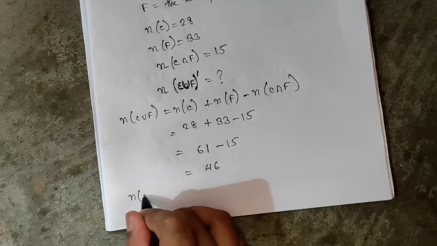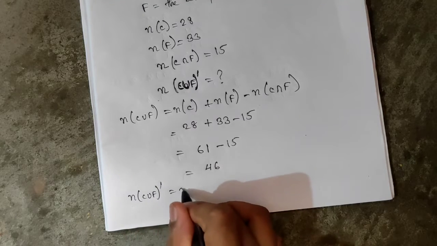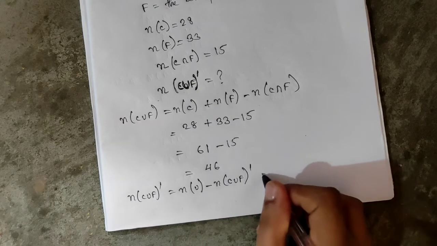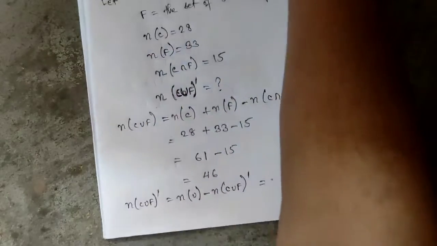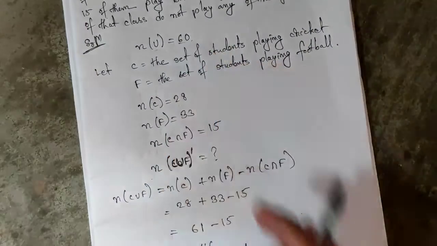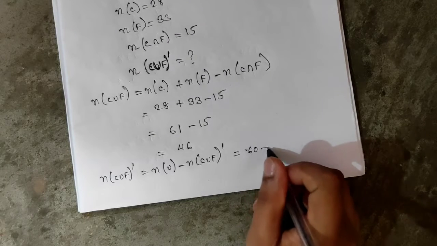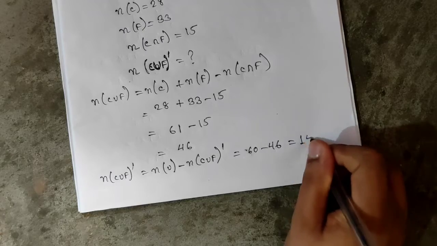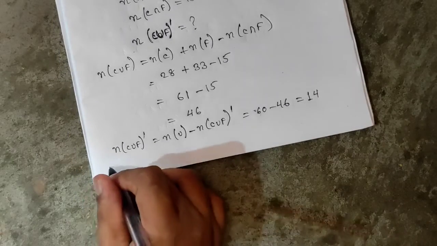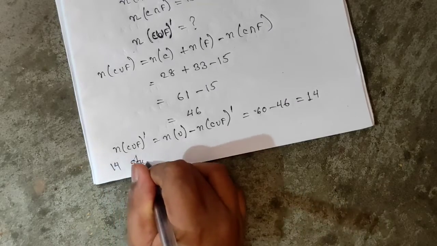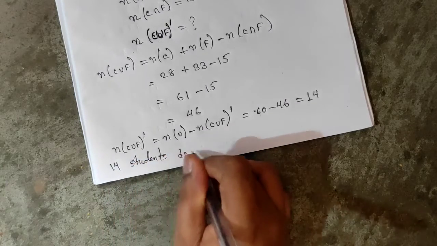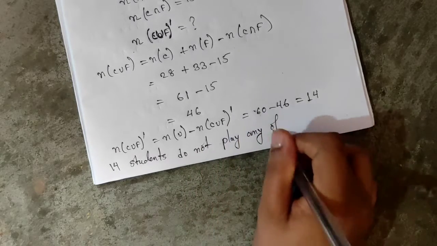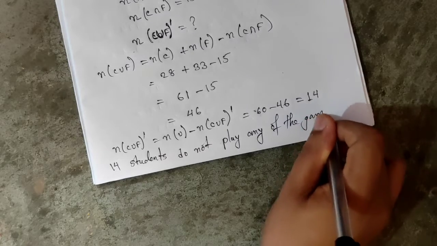Now you need to find n of (C union F) complement, which is n of U minus n of C union F. We already know n of U is 60. So 60 minus 46 gives us 14 students. That is, 14 students do not play any of the games. Okay, cleared about this?